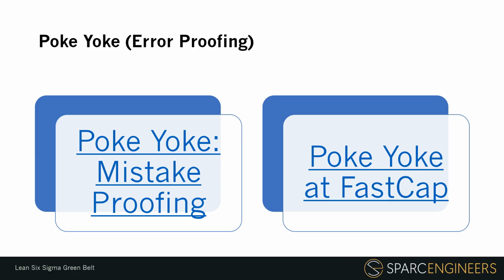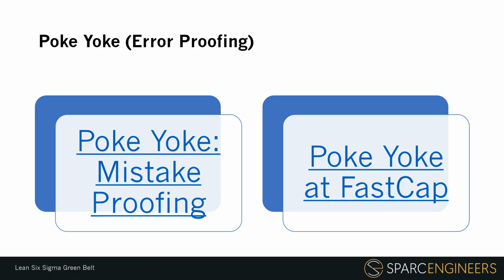When we combine FMEA and poka-yoke, we get a strong improvement approach. FMEA helps us identify the highest risk failure modes. Poka-yoke helps us prevent or detect those failures in the process. That connection is especially useful in the improve phase.